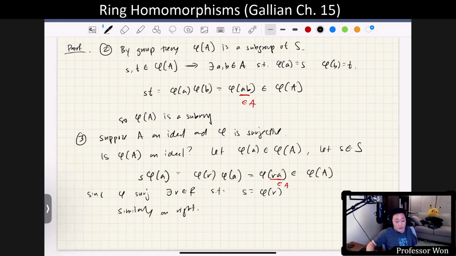And you can see where we use the surjectivity of phi. We use the surjectivity of phi because really the fact that A is an ideal only tells us that phi of A absorbs multiplication by things that are in the image of phi. It doesn't tell us that it absorbs multiplication from arbitrary elements in S, right?